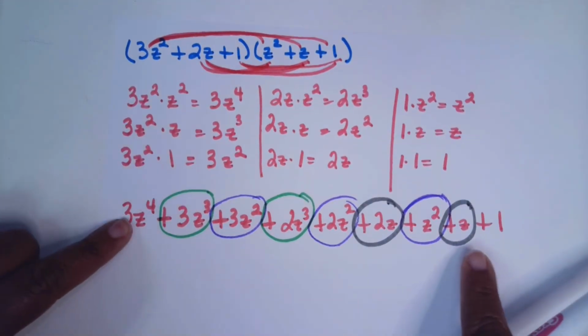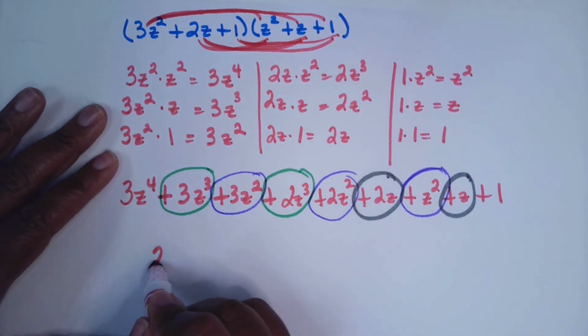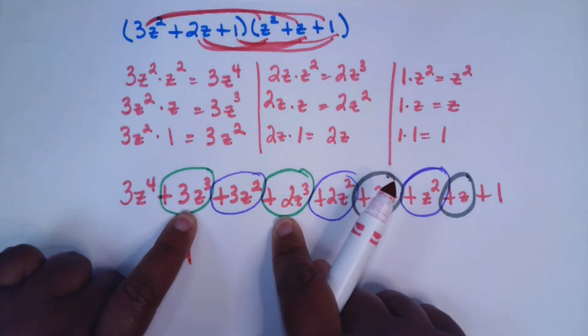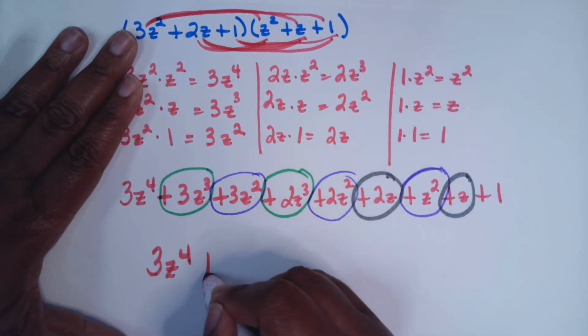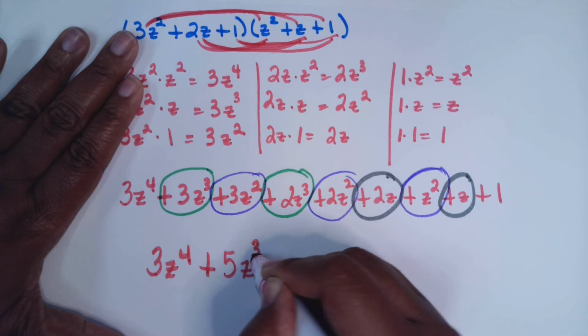Bring down the 3z to the 4th and the 1. Our green circles, add 3 and 2, and keep z squared. Z cubed. Sorry about that.